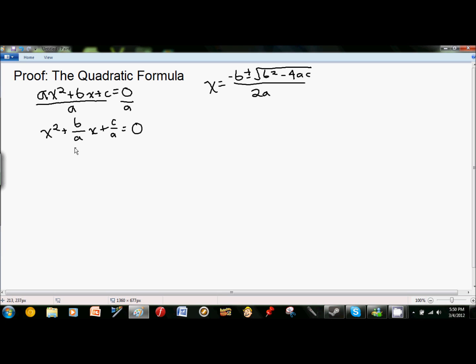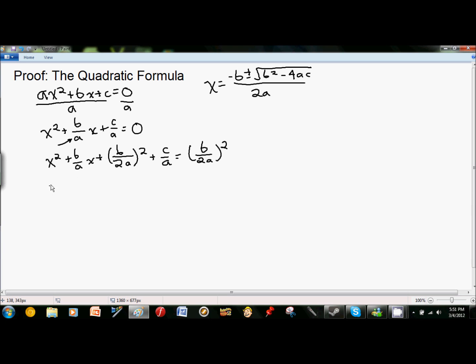Now we're going to do the actual process of completing the square. What we do is take the middle term, the coefficient on x, divide it by 2, then square it and add it. So b over a divided by 2 is b over 2a, and then we square it. We still have plus c over a. But since we added this term to the left, we have to add the exact same term to the right.